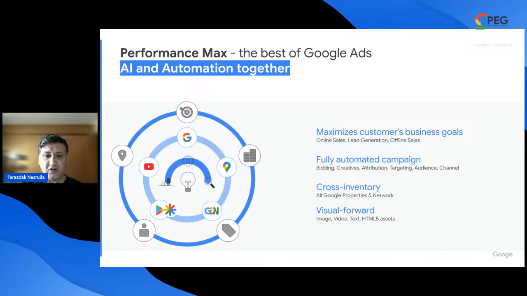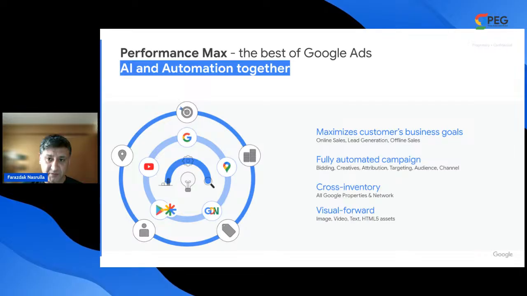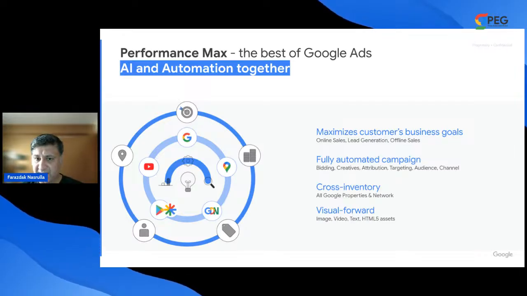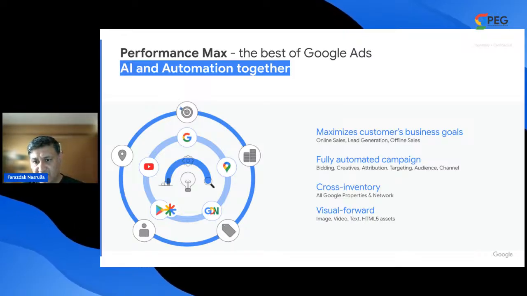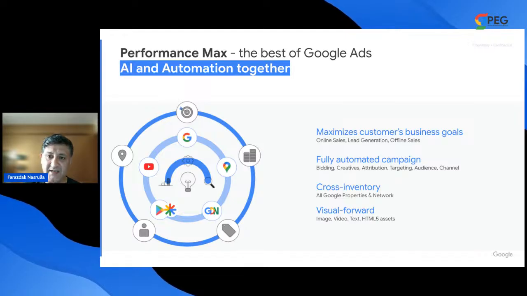It maximizes your business goals, whether your objective is online sales, lead generation, or even offline sales. Performance Max is designed to drive towards those specific outcomes. It's a fully automated campaign. You don't have to do anything. You put in the necessary inputs and it automates, which takes you away from the traditional manual tasks like bid adjustments, creative optimization, audience strategy, and channel selection, as these are all intelligently handled by Google's AI, freeing up your time and resources.